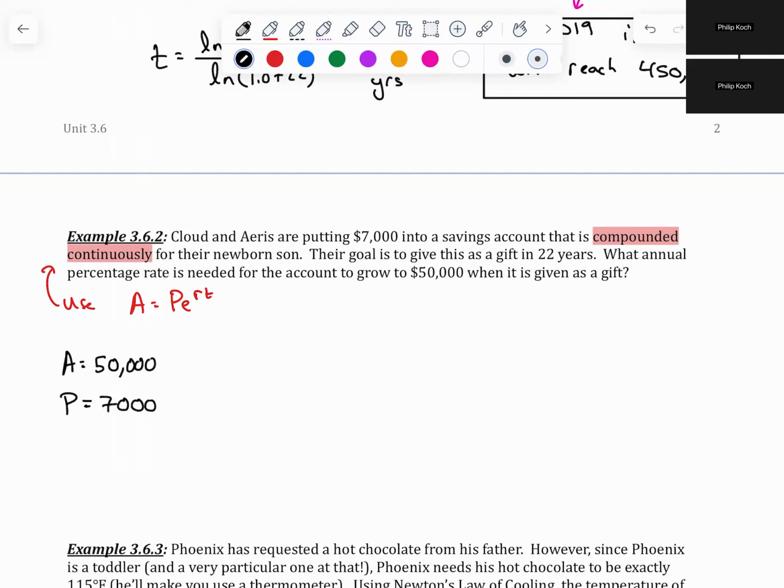E is just a number. This is the one thing that people get all tripped up on. E is the irrational number e, the natural base, 2.71-ish. So e is not something we need to solve for or find. It's just a number. R is the unknown because it asks what percentage rate, what APR, is needed. And then t is equal to 22 years. So utilizing all this information, we've got 50,000 equals 7,000 times e to the r times 22.